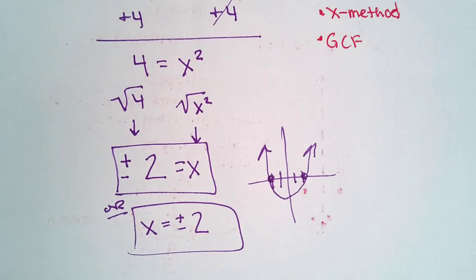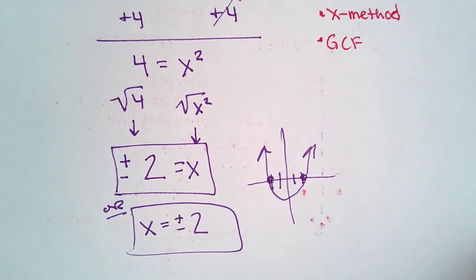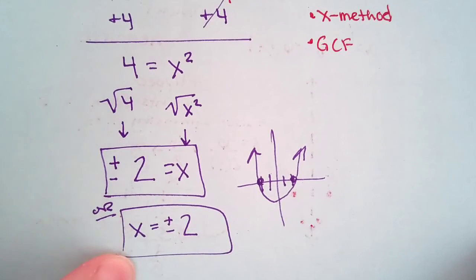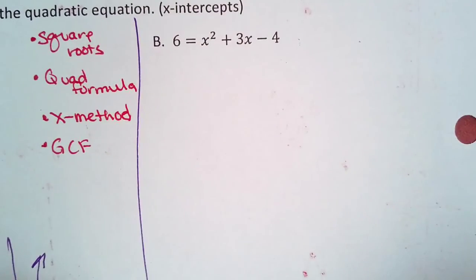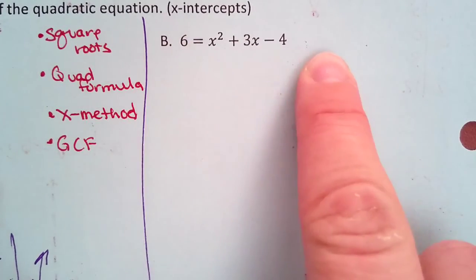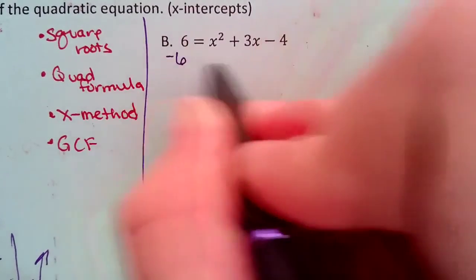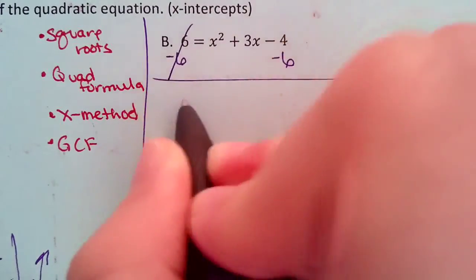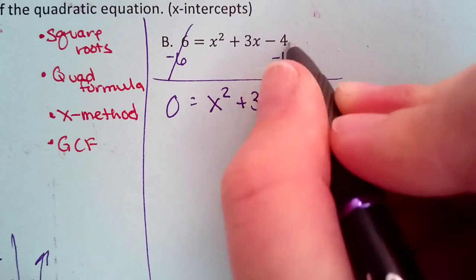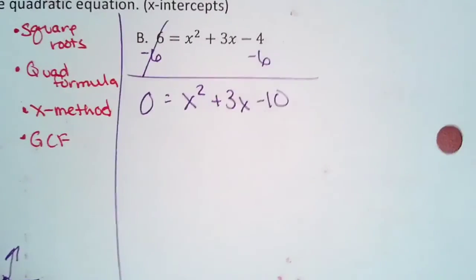Last one. I know this is a big day. Questions on 4A? Okay, our last one. Is this one ready to go? Yes. Ooh, no. 6 to the other side. Kick it over. It's positive, so you're correct. Subtract. 0 equals x squared plus 3x. We're combining these. Negative 4 minus 6 is negative 10.